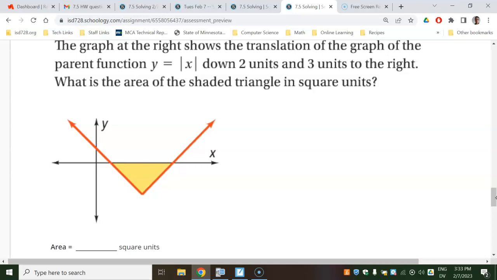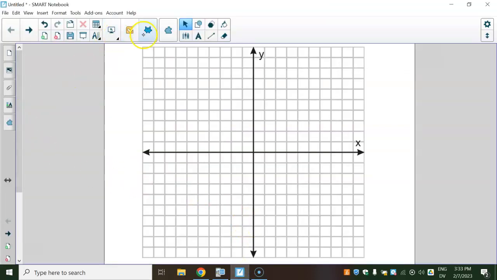Okay, and so the trick is we actually went over 3 units and down 2. All right, and so that'll give us the dimensions of the triangle, and then we can use it to find the area. So I'm actually going to sketch it out here on a piece of graph paper. So basically we went over 3 and down 2, and the slope was a 1.